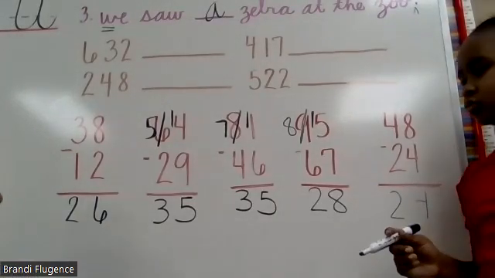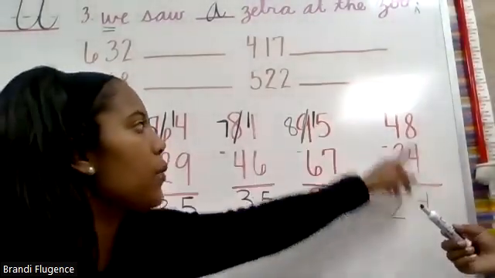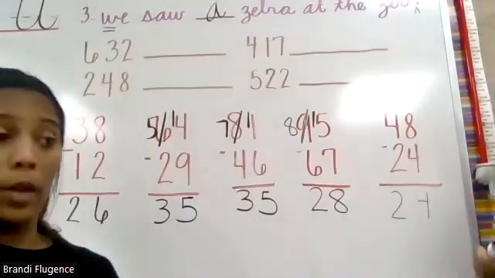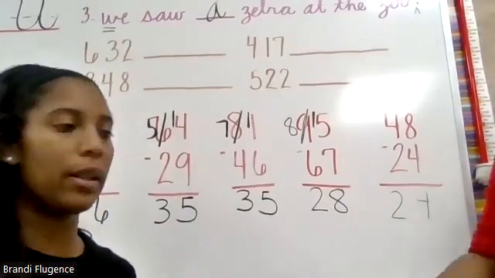He said 24. Okay. Yeah, there was no borrowing in this. 8 minus 4 is 4. 4 minus 2 is 2. That was no borrowing. So that's something, guys, you have to pay attention to. Some of them you may not have to do anything. So don't borrow, and there's no need to.